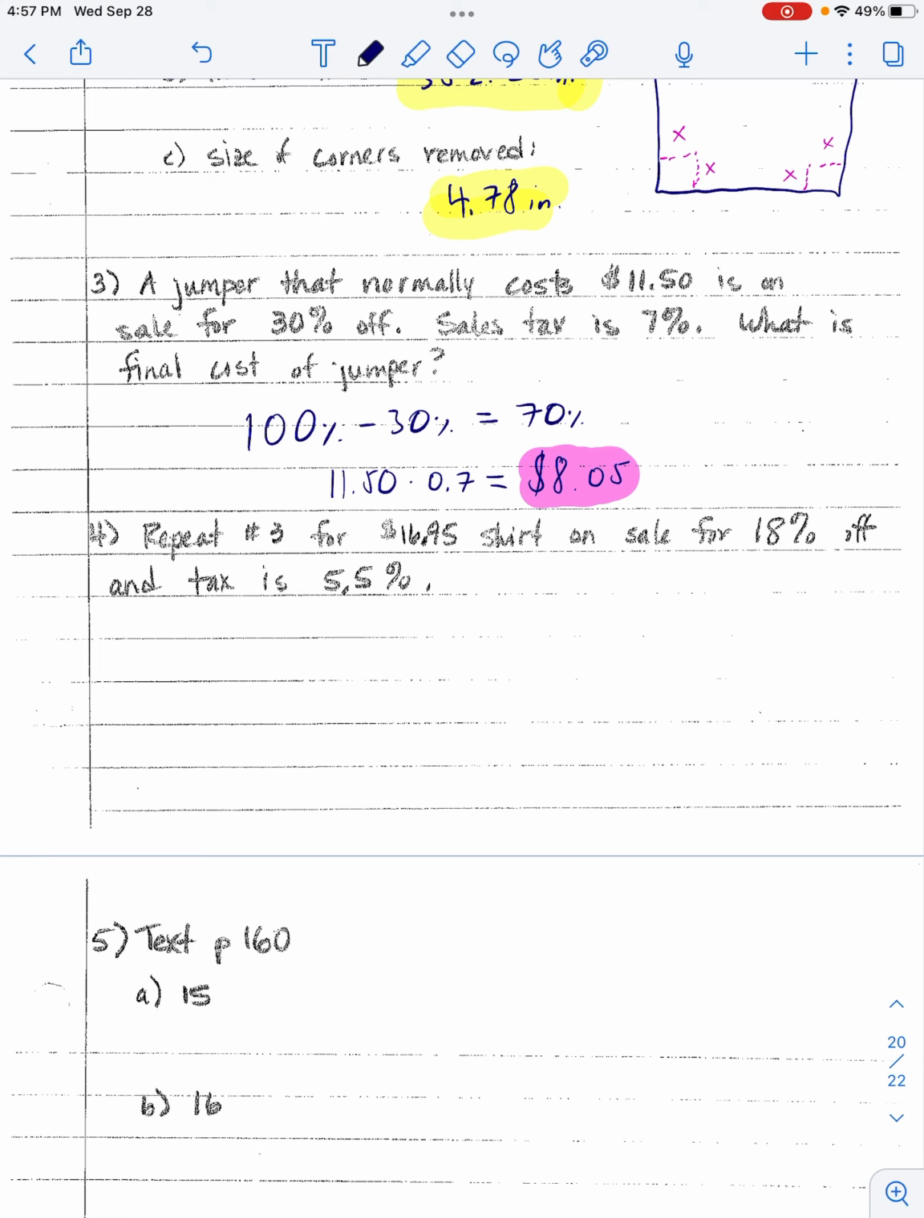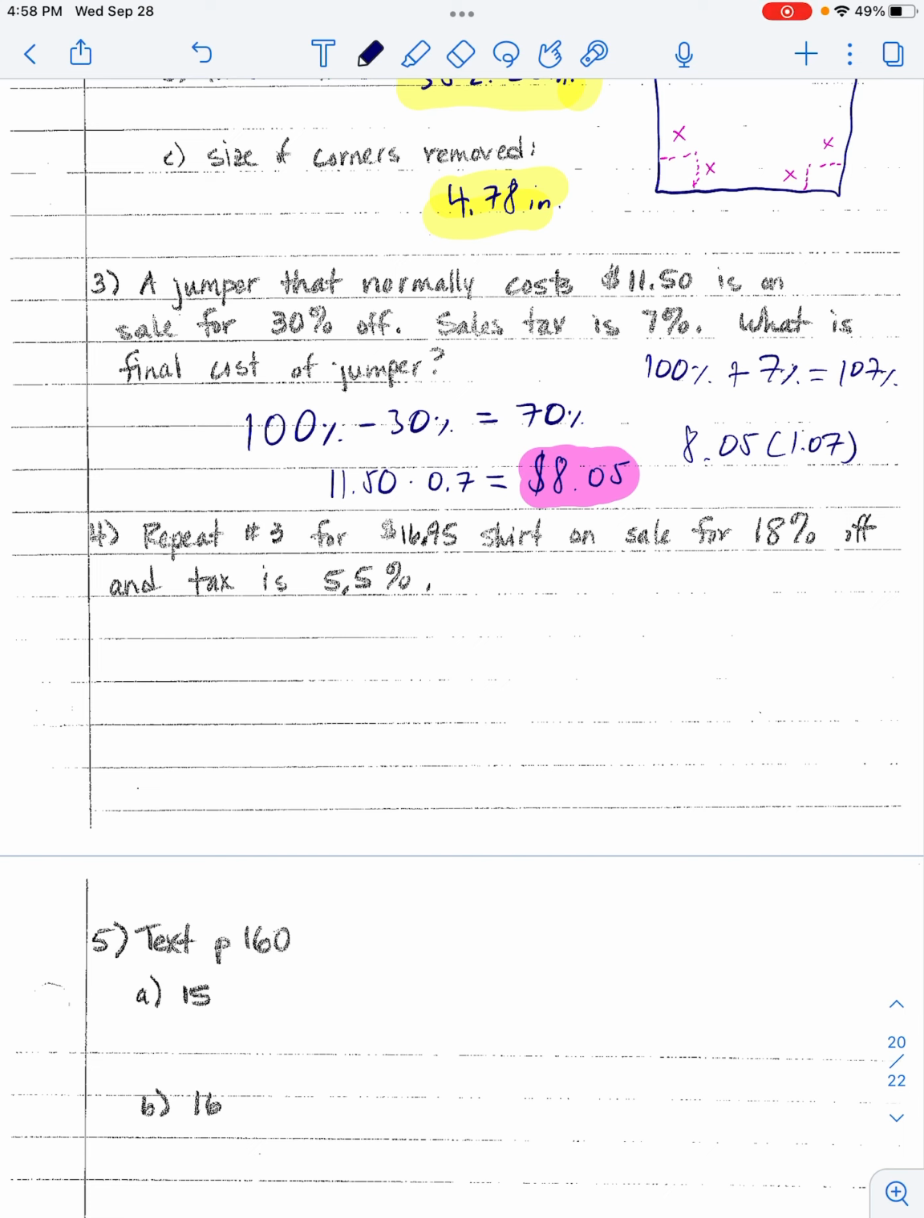But we've got to add on to our sale price the sales tax. So sales tax is 7%. Our sales tax takes our new price right here and adds on 7%. So 100% of what we just paid at the register plus our 7% equals 107%. So to get the actual price we pay, the final cost, we have to do $8.05 times 1.07.